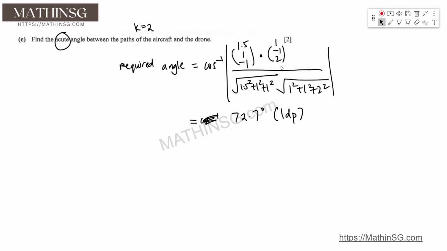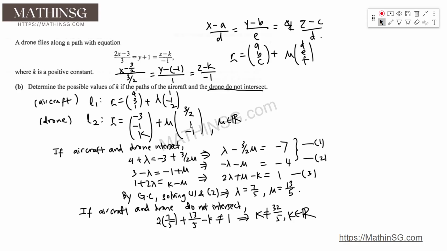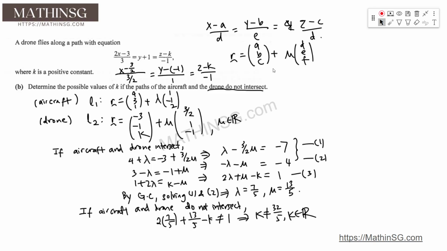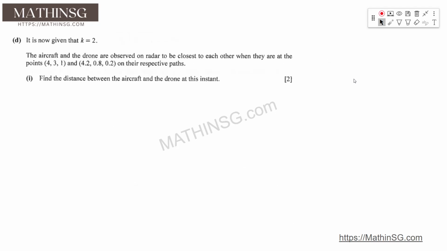Oh, wait, don't need, because here it is 3/2, 1. Sorry, just ignore me. These are all known values, so we do not need any k value. So just use the direction vectors that we have, the dot product of them over the modulus of this and this.